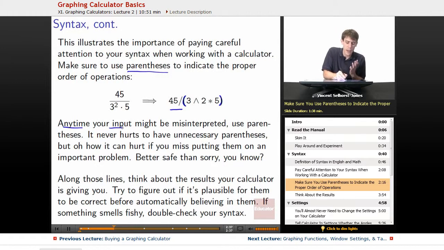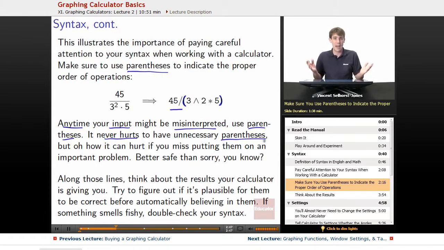Anytime your input might be misinterpreted, use parentheses. It never hurts to have unnecessary extra parentheses. Putting in too many parentheses doesn't actually do anything bad. But oh, how it can hurt if you miss putting them on an important problem. So you're better safe than sorry. If you think it's possible that the calculator won't know what order you want things to happen in, put in parentheses to make it absolutely obvious which one you intend.